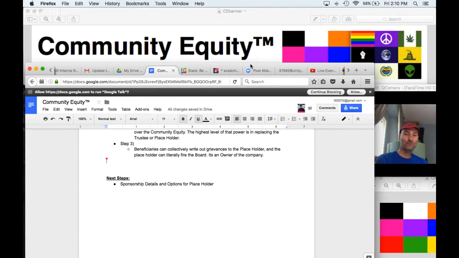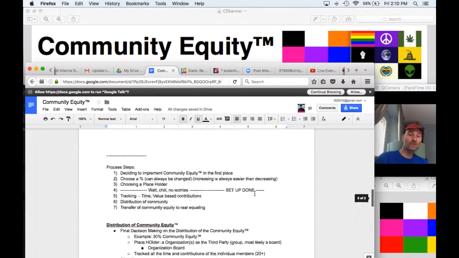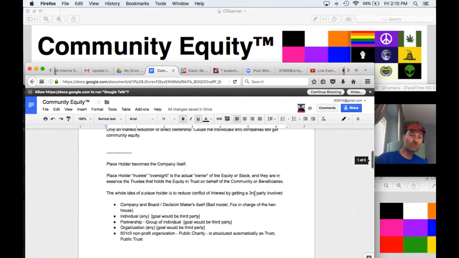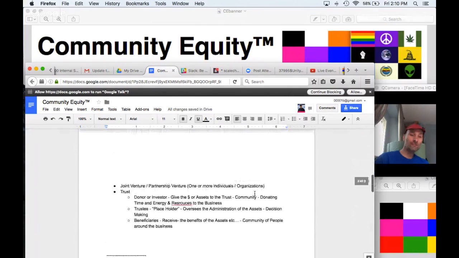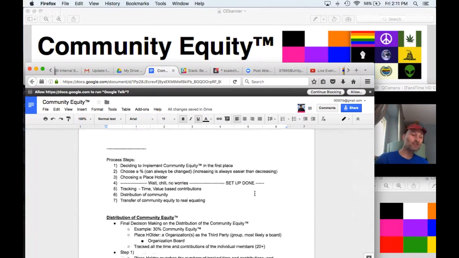So, yeah, cool. Just to overview, and as you take this back, the most important thing is to understand the simplicity of setting up, that it's just deciding to do it, choosing the percentage, choosing the placeholder, and then the simplicity of breaking out and distributing the community equity is really up to the placeholder, and they would just look at the data based on the contributions and split it up in a fair way. As long as everybody's happy, it's perfect. If people aren't happy, there's ways to mitigate that so that both the company and the board itself can be involved, as well as the beneficiaries and the community of the company. So I think we're good.